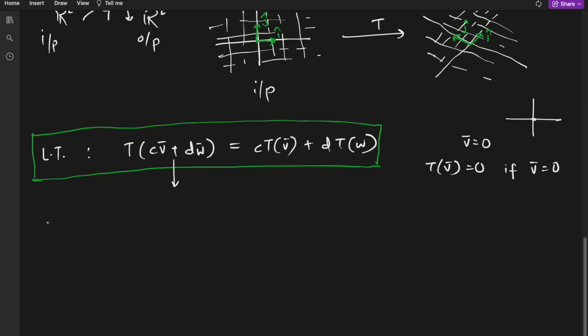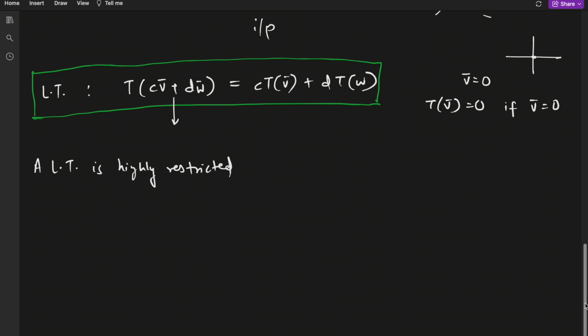Okay, the next important point is that a linear transformation is highly restricted. What do I mean by highly restricted? Let us first answer this question. Let us suppose there is a transformation T. What it does is it simply adds a vector u naught to every vector in the input vector space.